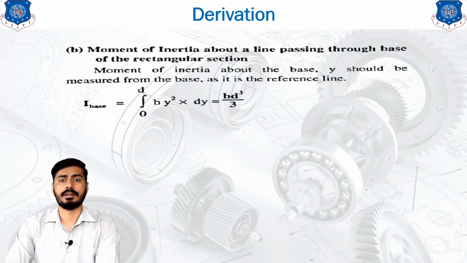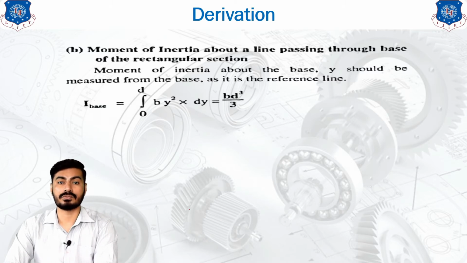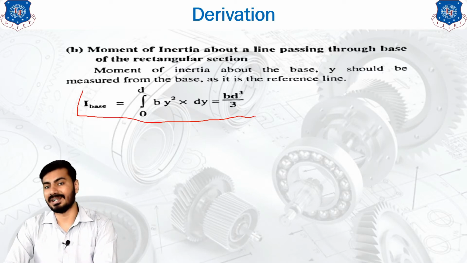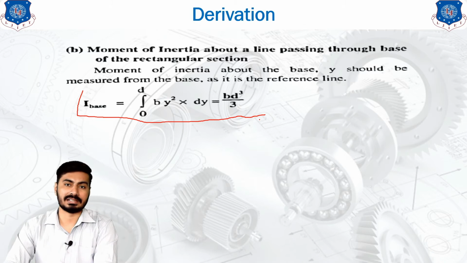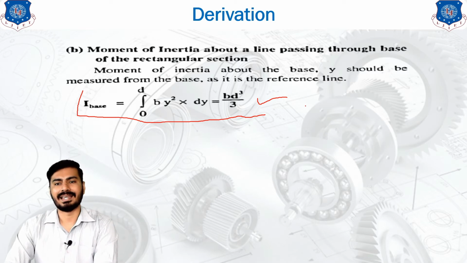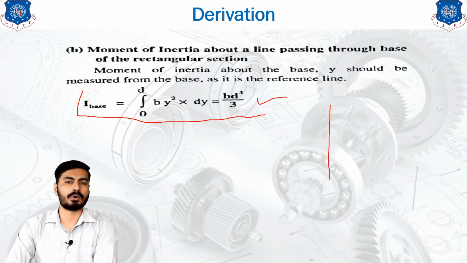Now first we will see that if the moment of inertia about the line passing through the base of the rectangular section is asked, then which formula will be utilized? The same method to calculate the formula will be used, but the formula will be like this, that is bd cube by 3. Okay, so our formula which is used to calculate the moment of inertia at the base of the rectangle is bd cube by 3. If you remember this formula, then you can easily apply that formula in your example.